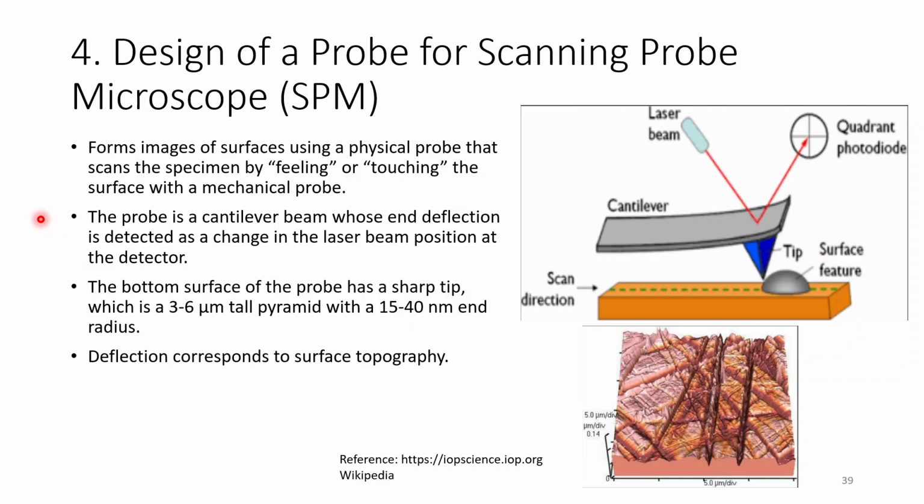Now the probe is a cantilever beam whose end deflection is detected as a change in the laser beam position at the detector, and the bottom surface of the probe has a sharp tip which is a 3 to 6 micrometer tall pyramid with a 1540 nanometer end radius. The deflection corresponds to surface topography.